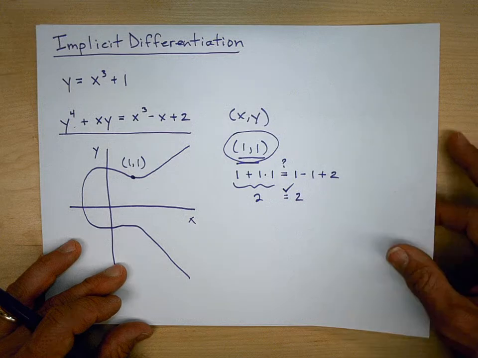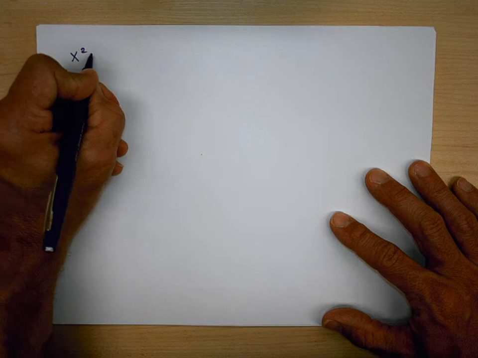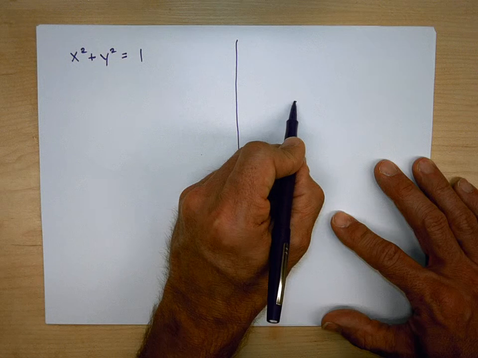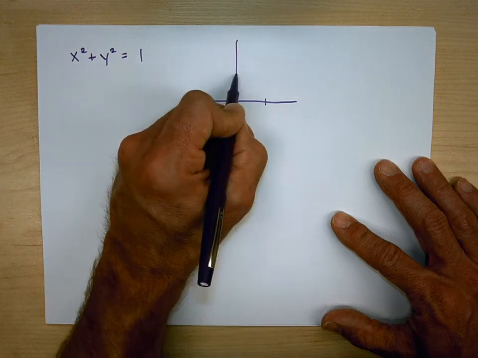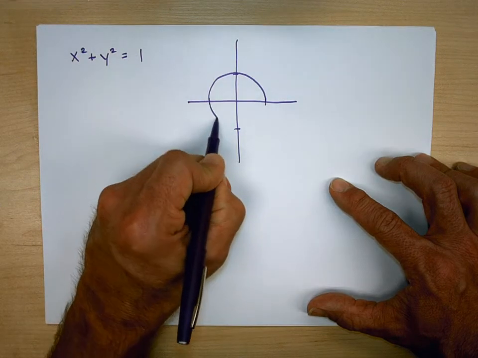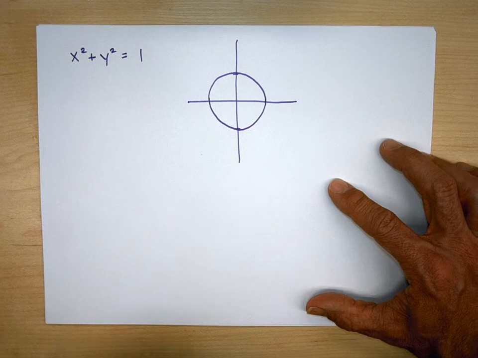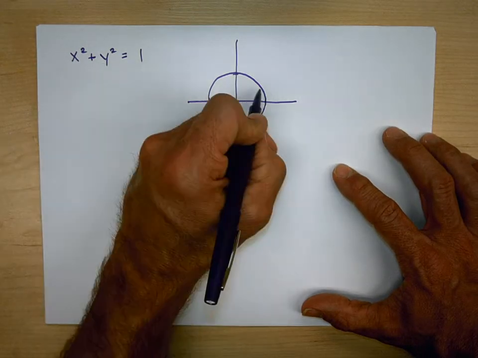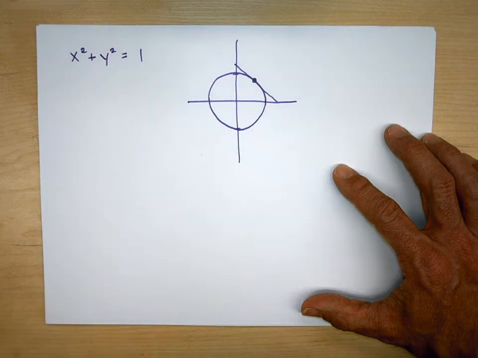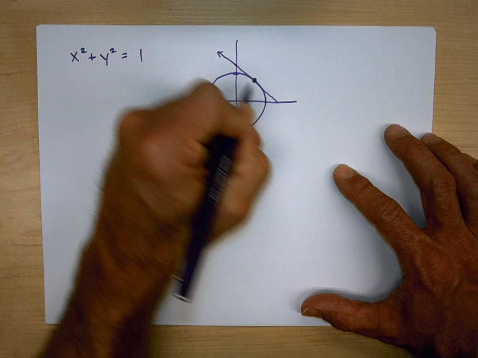So that's what we're going to look at in this lecture: how do we find such derivatives. I'm going to start with a simpler example than the one we were just looking at. We'll come back to that one at the end. Let's think about x squared plus y squared equals 1. You should recognize that as the unit circle, a circle centered at 0 with radius 1. Now suppose we also know that 1, 1 is on the graph, and we wanted the equation of the tangent line there.